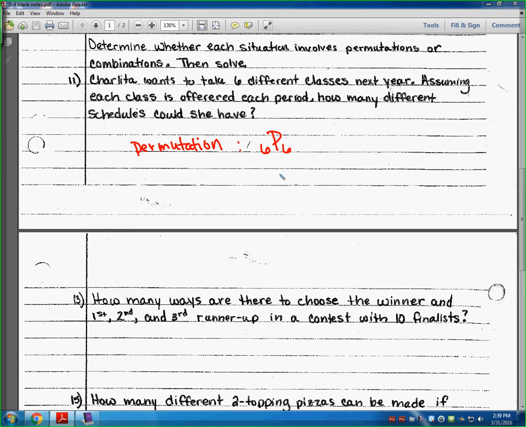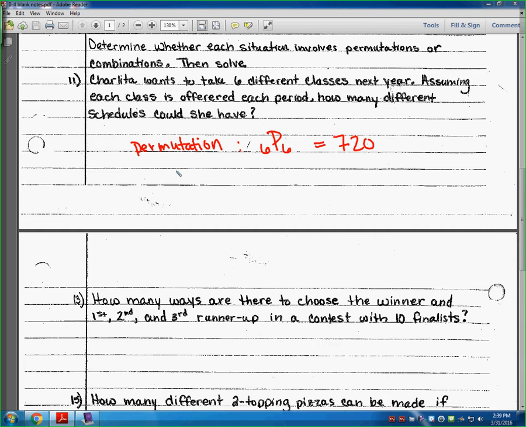So hit the clear, okay? We want to do 6 and then the P and then the 6. So push your 6. Somehow get to the nPr button, right? Push enter. And then 6. And what do you end up getting? It's 720. So she could essentially come up with 720 different possible schedules.